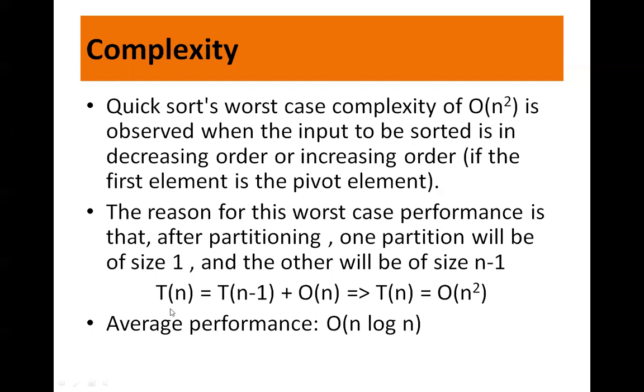So the time function will be T of n equals T of n minus 1 plus big O of n, which is nothing but big O of n square. But the average performance is big O of n log n. This average performance is possible provided you select a pivot element using a proper algorithm, because everything depends on the position of the pivot element.